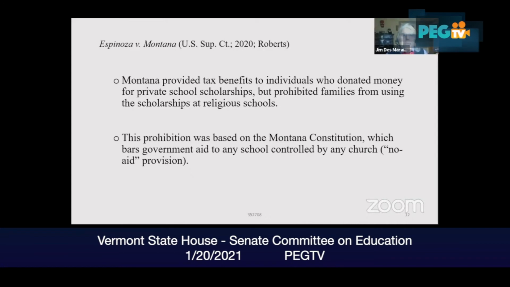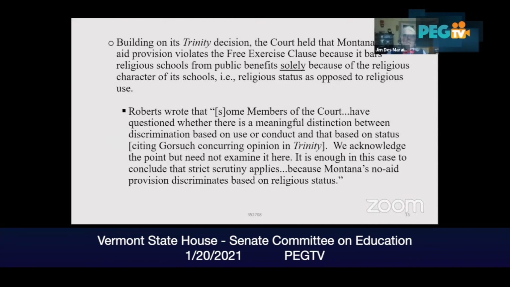This is a case where Montana provided tax benefits to individuals who donated money for private school scholarships, but prohibited families from using the scholarships at religious schools. This prohibition was based on the Montana Constitution, which bars government aid to any school controlled by a church, a so-called no-aid provision. Building on its Trinity decision, the court held that Montana's no-aid provision violates the free exercise clause because it bars religious schools from public benefits solely because of the religious character of the schools, i.e. religious status as opposed to religious use.